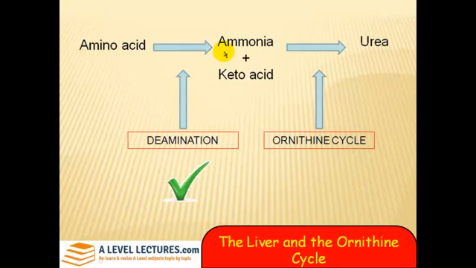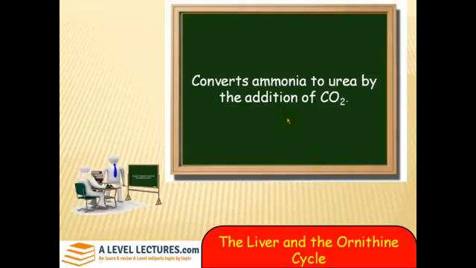Now we need to think about the ammonia, don't we? Well, ammonia will then go into what we call the ornithine cycle. The ornithine cycle converts ammonia to urea by addition of carbon dioxide over here.